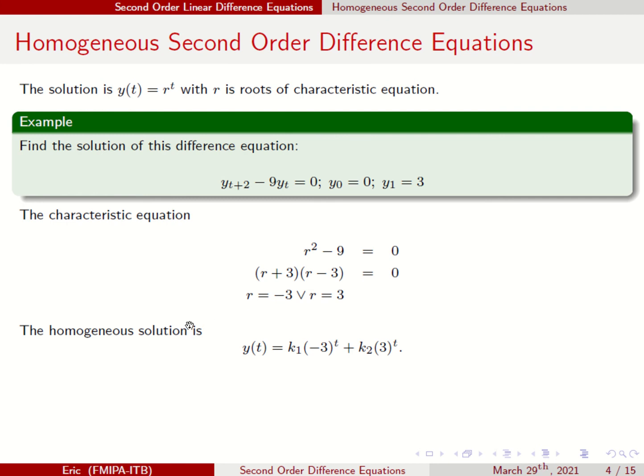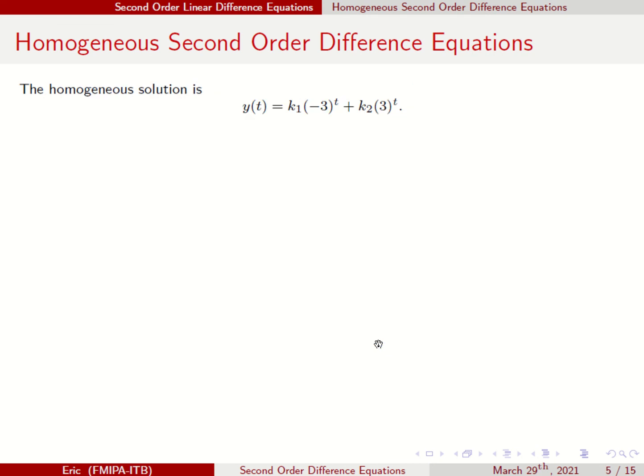So the homogeneous solution is the combination of the essential functions: a constant k1 times minus 3 to the power of t, plus another constant k2, which can be the same or different, times 3 to the power of t. This is the general solution of the homogeneous linear second order difference equation with constant coefficients. But if we want to find the unique solution corresponding to the initial conditions, I have to substitute them in order to find k1 and k2.